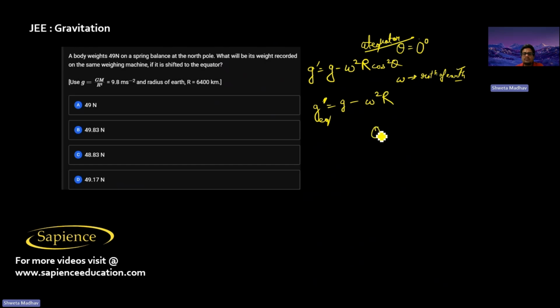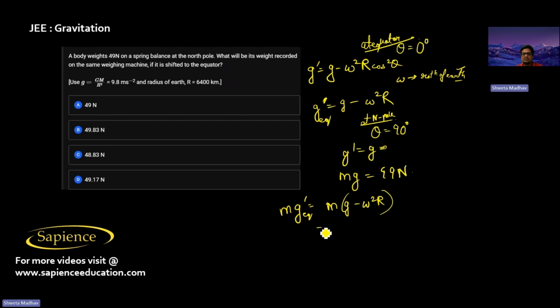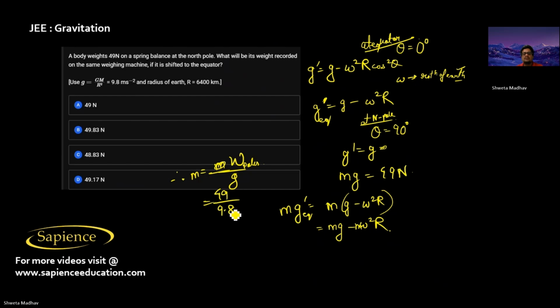At the North Pole, theta is equal to 90 degrees, so g dash will be the same as g only. The weight mg is given as 49 Newton. The weight recorded on the weighing machine at the equator, m g dash, equals m into g minus omega square R, which is mg minus m omega square R. The g is 9.8, so the mass is m equal to W by g, the weight at the poles divided by g. That is 49 by 9.8, so 490 by 98, which is 5 kg.